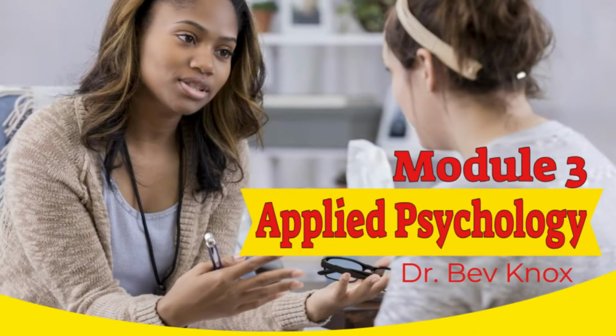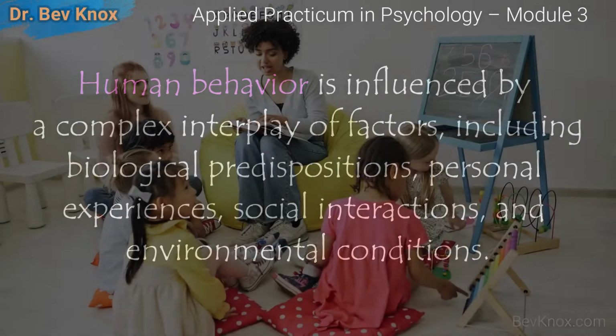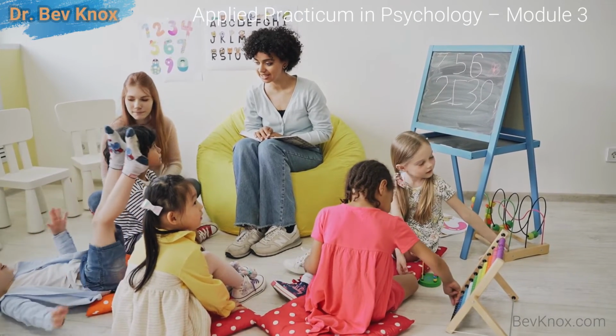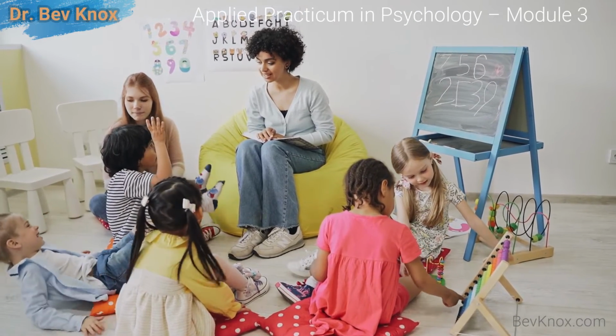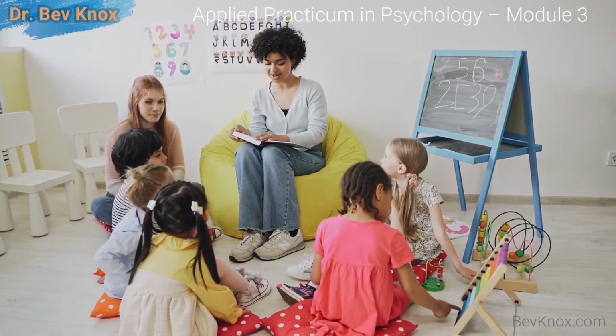Module 3 is entitled Influences on Human Behavior. Human behavior is influenced by a complex interplay of factors, including biological predispositions, personal experiences, social interactions, and environmental conditions. These influences shape our thoughts, feelings, and actions, impacting everything from our choices to our interpersonal relationships.